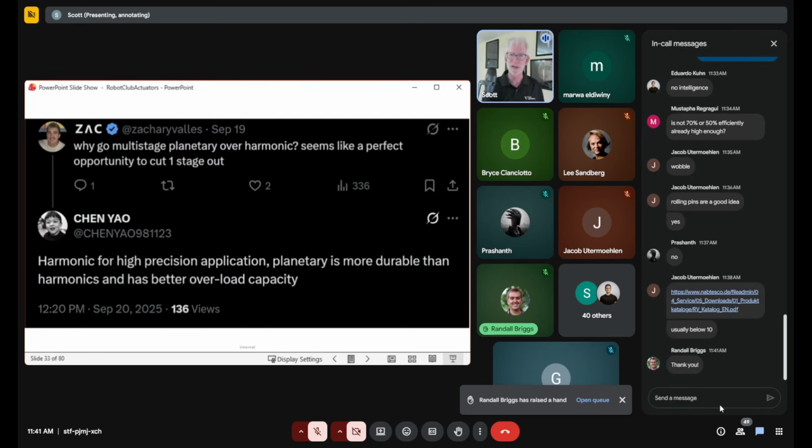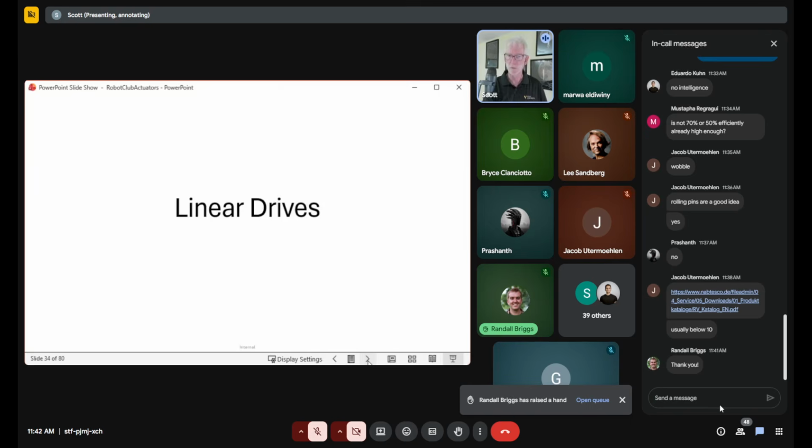Over harmonic seems like a perfect opportunity to cut one stage out. And harmonic for high precision application, planetary is more durable than harmonics and has better overload capacity. And again, the other thing that Randall says is, if your output shaft is wobbling around a little bit or is a little bit weak, it doesn't matter that there's no backlash where the gears are meshing, if you still have something on the output that is not going to be very good. So there is never the perfect one. You have to look at your application and decide what's going to be best for it. So that's pretty much what's available out there.